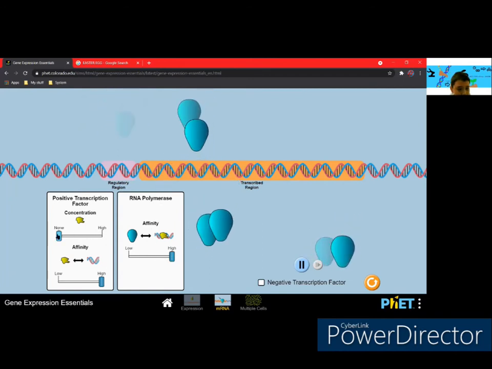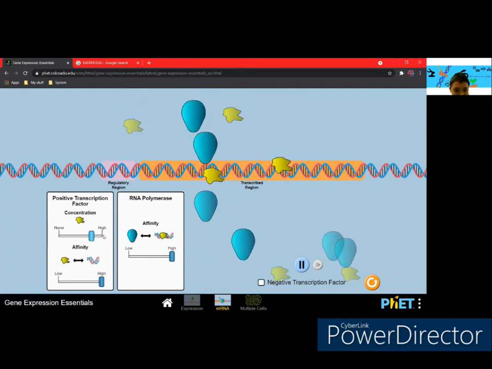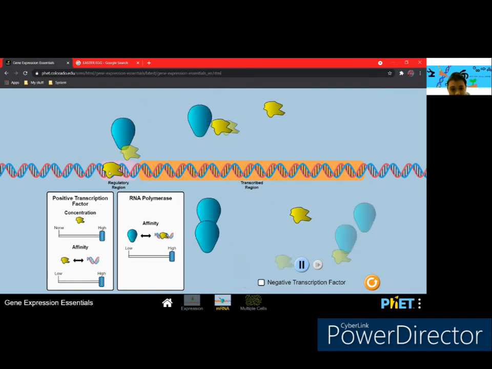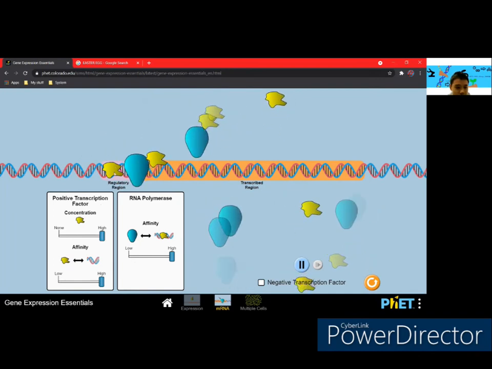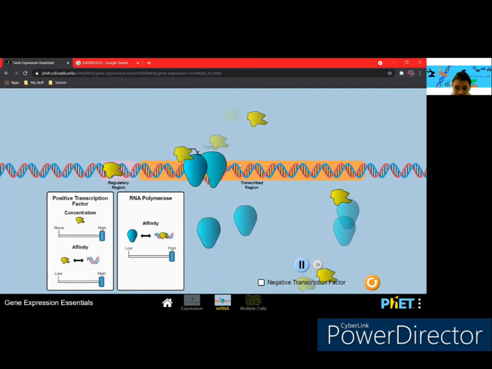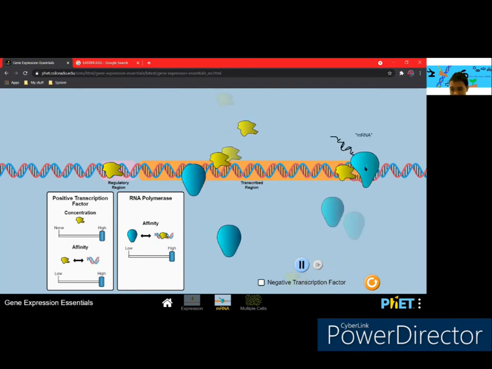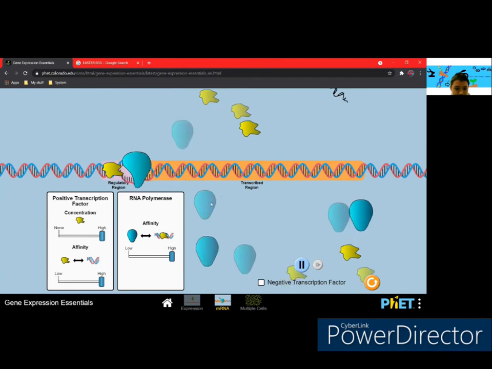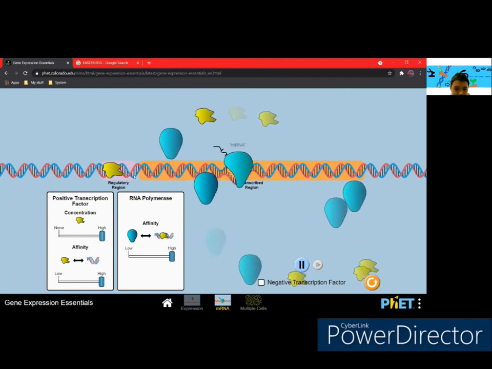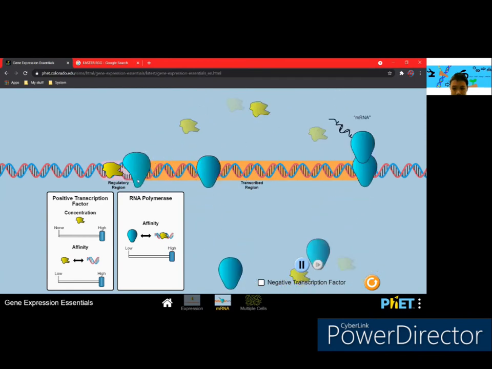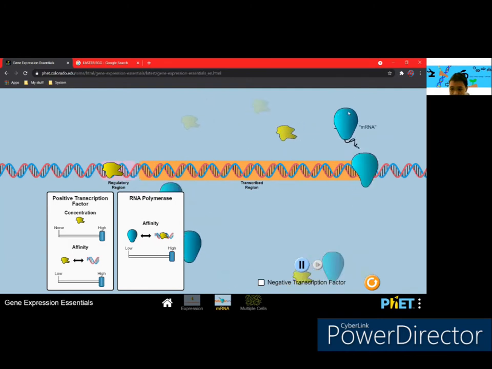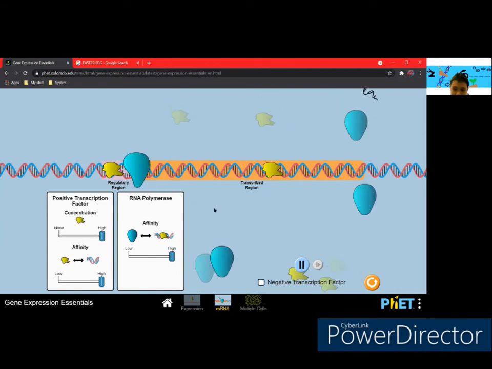Basically, the positive transcription factor just allows transcription to happen. So as you can see, one of the positive transcription factors has bound down and there it goes. As you can see, there's another one. The RNA polymerases are binding onto the transcribed region here. They're changing shape and they're producing these mRNAs that are then released at the end.